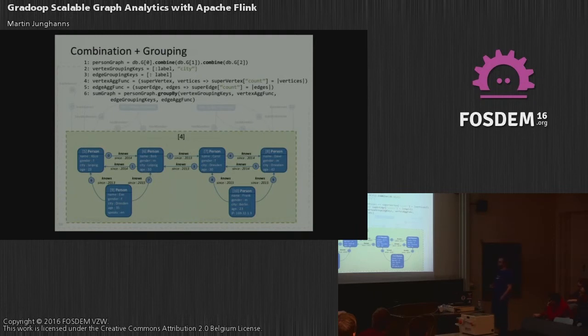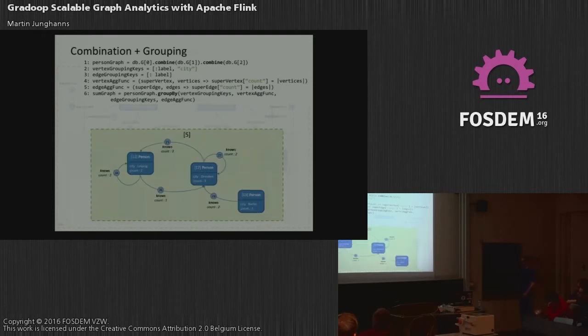What we can also declare are aggregate functions which are applied on the group vertex, which is called a super vertex, and the set of vertices the super vertex represents, and the same goes for edges. In our case, we just want to add a new property to the super vertex, which is the number of vertices represented by that super vertex. The same goes for edges. So in line 6, we call this using group by and giving the previously defined parameters to the function. The result would be, here, we have users from different cities: Leipzig, Dresden, and Berlin.